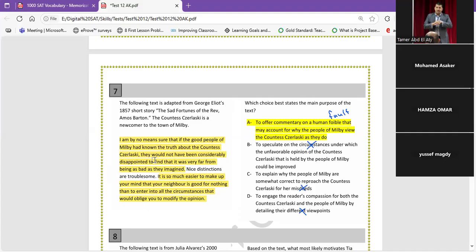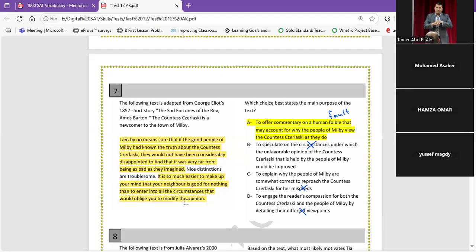So I think now those people, they think something, but if they know the truth, they're going to change their mind. Let's look at the last sentence. "It's so much easier to make up your mind that your neighbor is good for nothing than to enter into all the circumstances that would oblige you to modify the opinion." So, first impression ever lasts, you know that.